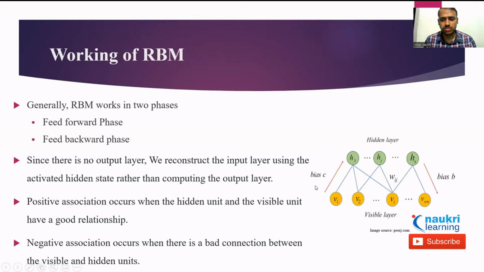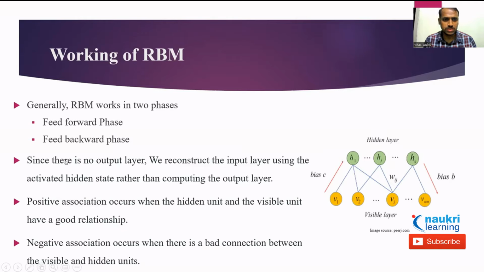So now let us see what are the two phases of the RBM. Generally RBM works in two phases, as I said. One is the feed forward phase, another is the feed backward phase. Feed forward is nothing but from the visible layer to the hidden layer. That is what is called the feed forward phase. And another is the feed backward phase, that is nothing but from the hidden layer to the visible layer. This happens during the training.